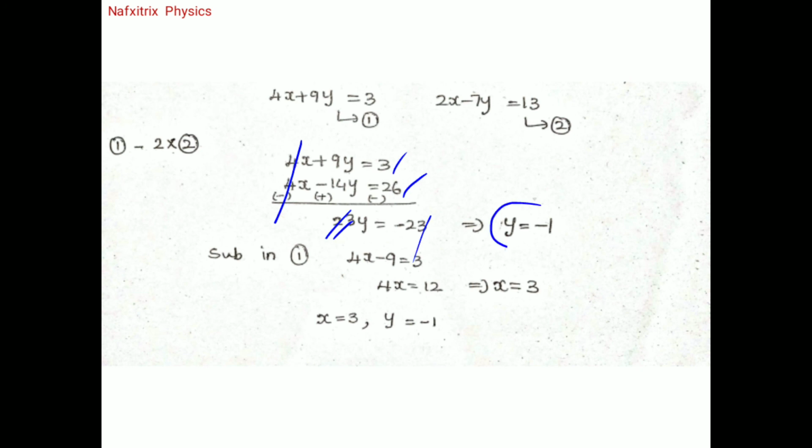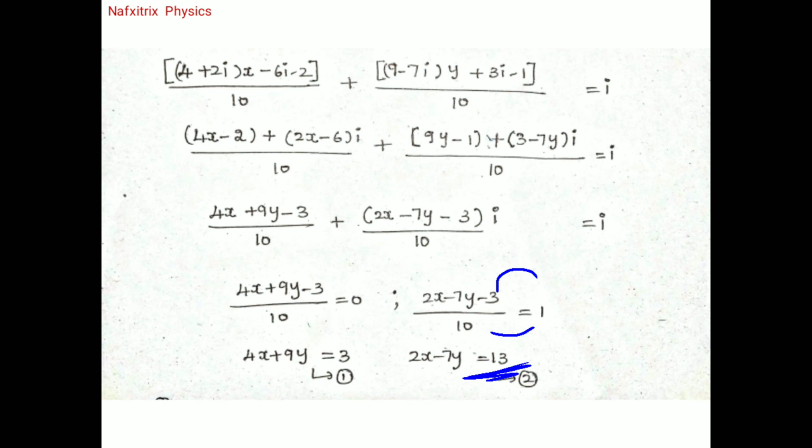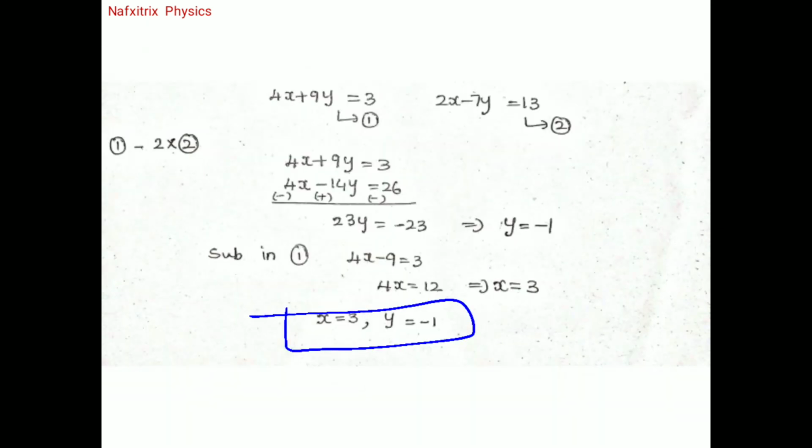Now we need to substitute this value in equation 1. If we substitute, 4x plus 9 into minus 1, so minus 9, is equal to 3. Sending this 9 to the outside, we get 3 plus 9, that is nothing but 12. 4x is equal to 12, that means x is equal to 12 by 4, that is x equals 3. So finally we have got the values of x and y. The value of x is 3 and the value of y is minus 1 for the given equation to be satisfied. So this is the solution of this problem. Thank you.